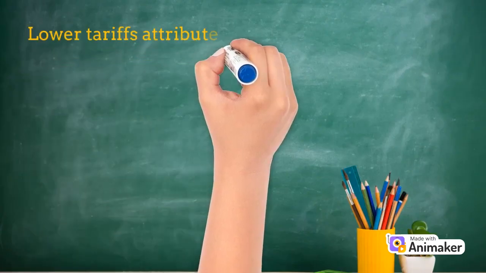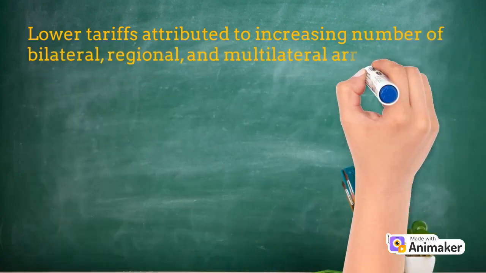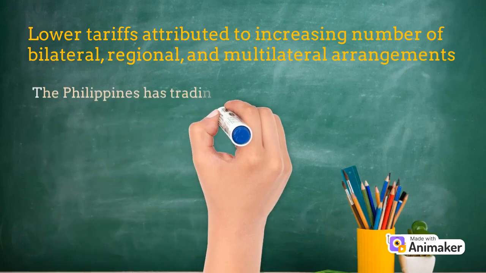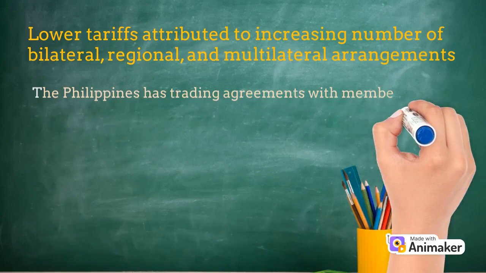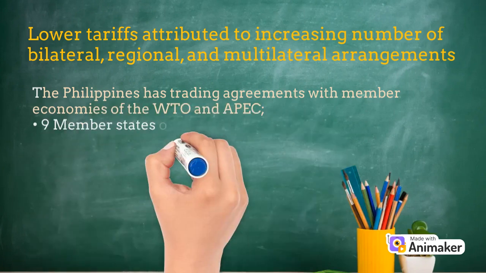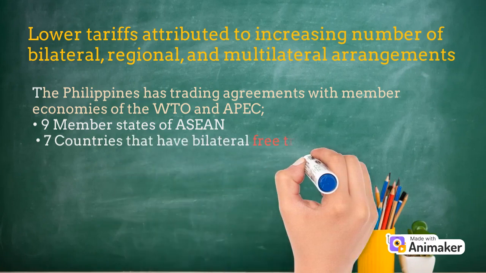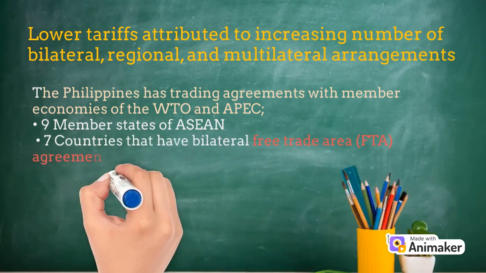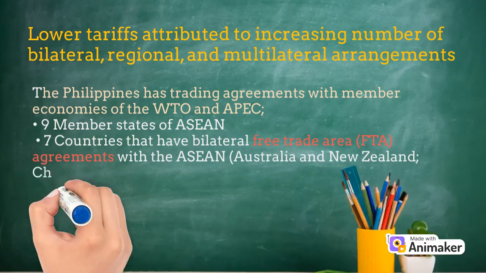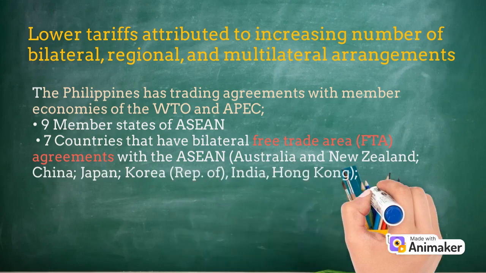Lower tariffs are attributed to the increasing number of bilateral, regional, and multilateral arrangements. The Philippines has trading agreements with member economies of the WTO and APEC, 9 member states of ASEAN, and 7 countries that have bilateral free trade area, FTA, agreements with the Philippines: ASEAN, Australia and New Zealand, China, Japan, Korea, Rep. of India, Hong Kong.